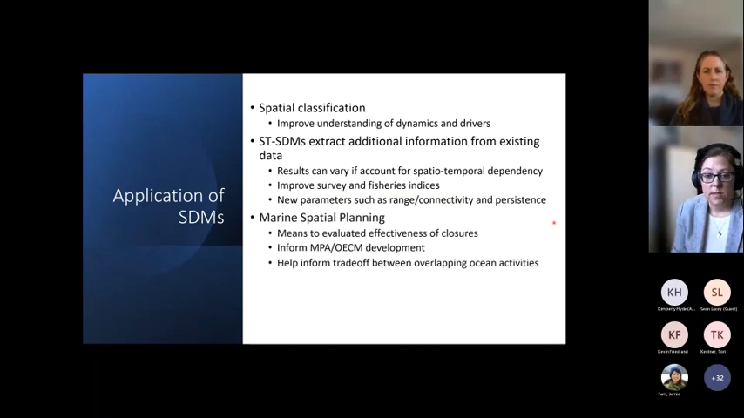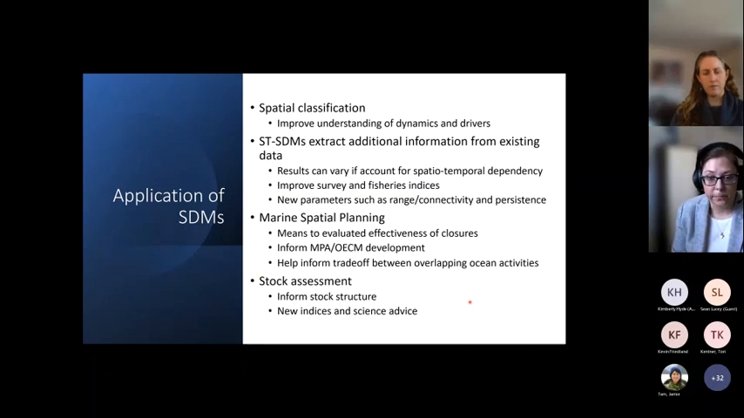The use of species distribution modeling for marine spatial planning, of course, is not new, but we've used SDMs to evaluate the effectiveness of groundfish closures, and they're being used to help inform the development of MPAs and OECMs, which is other effective area-based conservation measures. They're helping inform trade-offs between overlapping ocean activities. And we're also using it for stock assessment to inform stock structure, develop new indices and provide stock assessment advice. Again, this can be discussed a little bit more in the deeper dive.